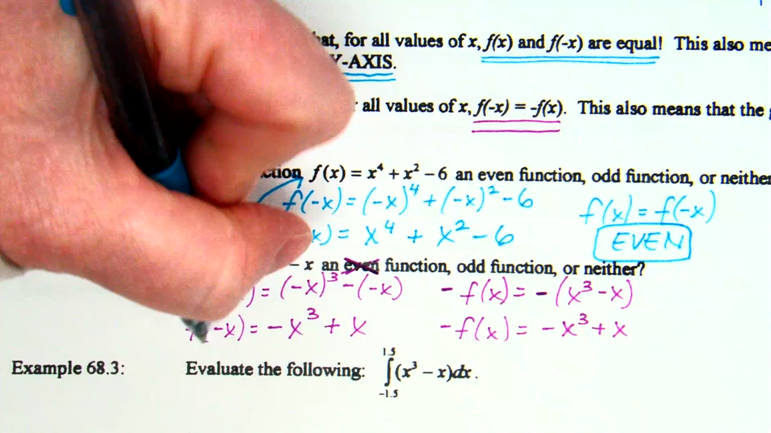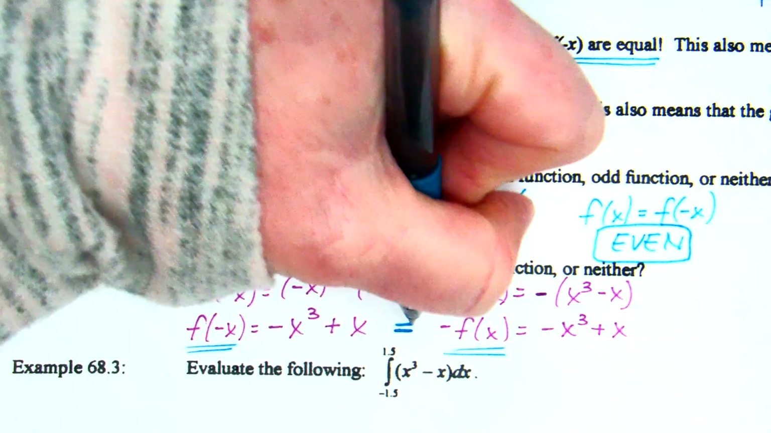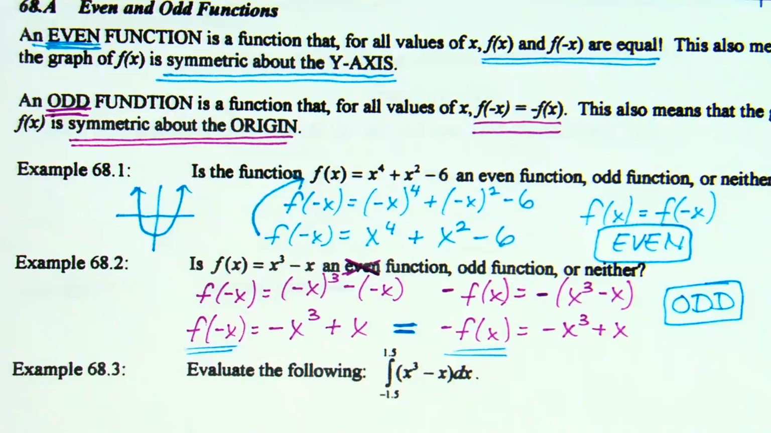What did we just find out? Yeah. These are equal to each other, yes? And so what's that say? If f of negative x equals negative f of x, then it is odd.